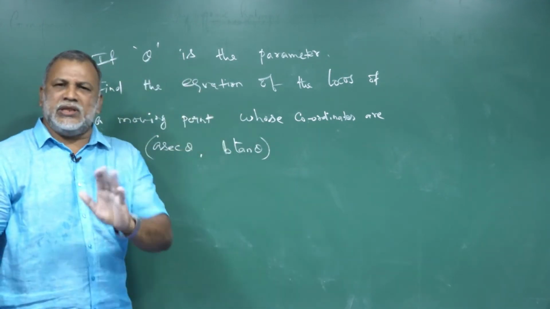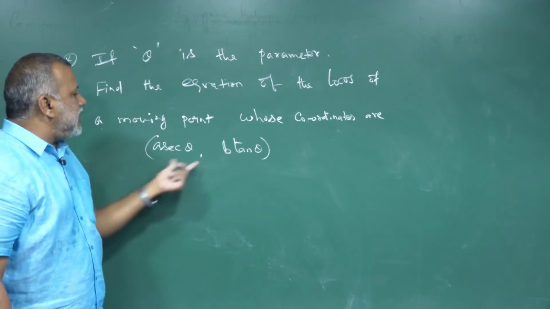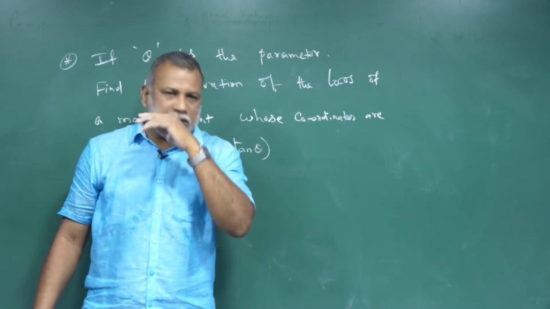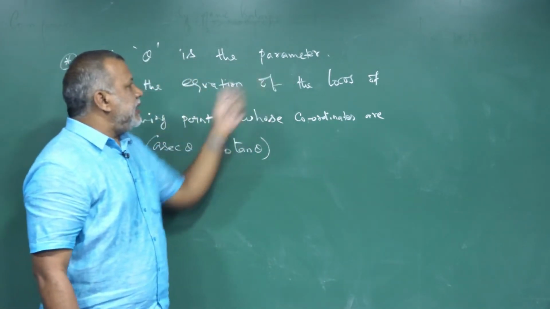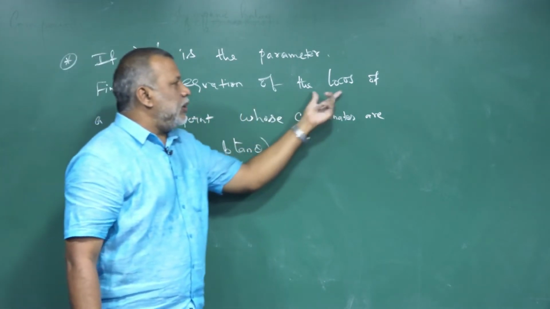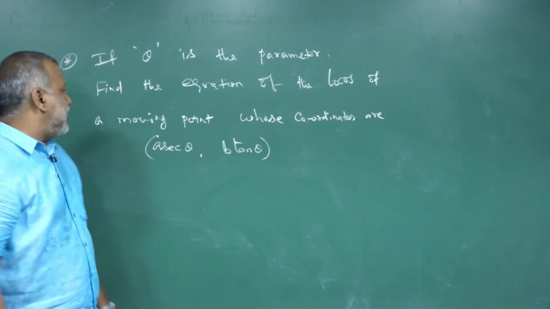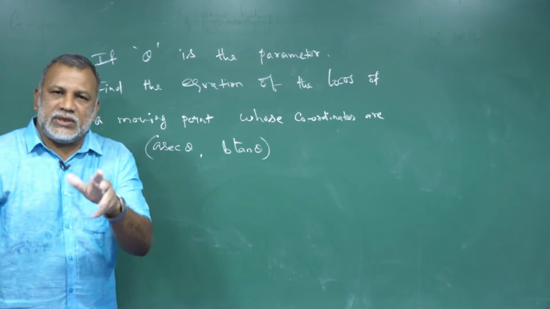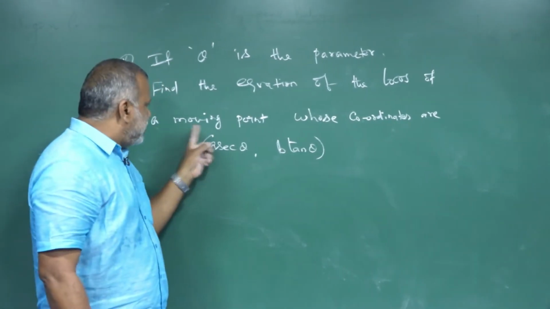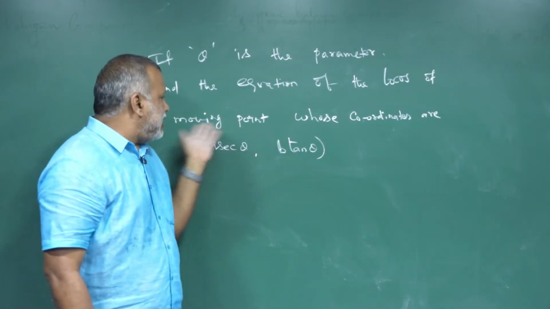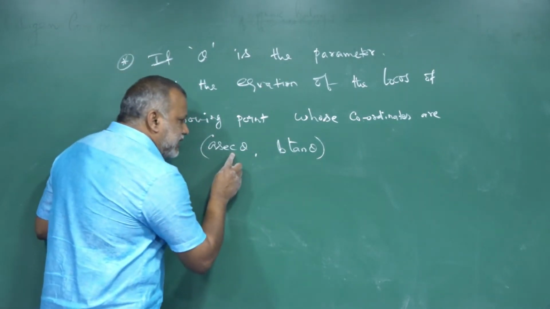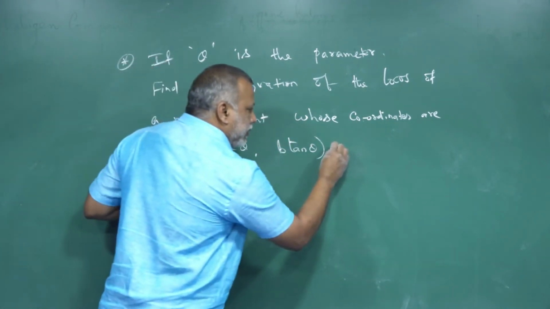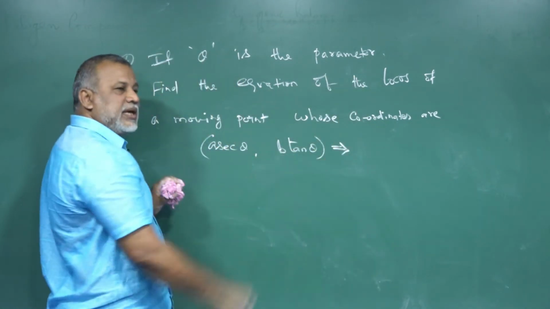The same concept we already discussed in the previous question. Here, if theta is the parameter, in the previous question itself I already explained, instead of alpha we can use theta also. Find the equation of the locus of a moving point. Already explained, locus means the path traced by a moving point. We can find out the locus. See, a secant theta, b tan theta. We are starting from this. This is nothing but the parametric equation, where theta is the parameter.